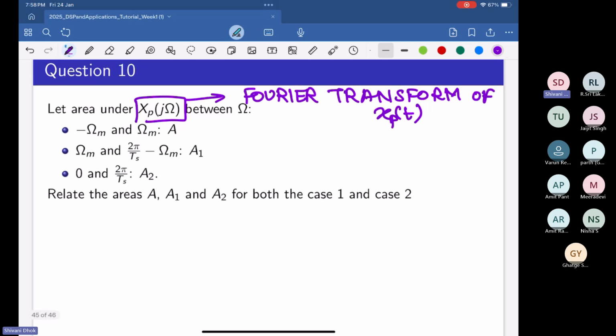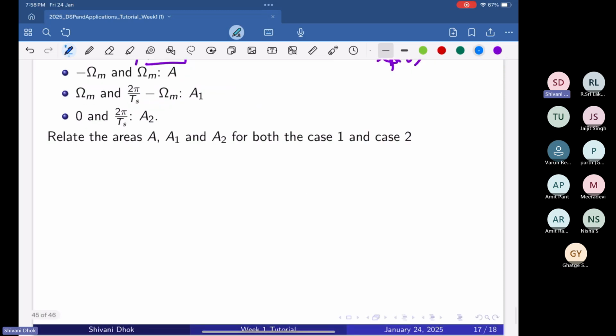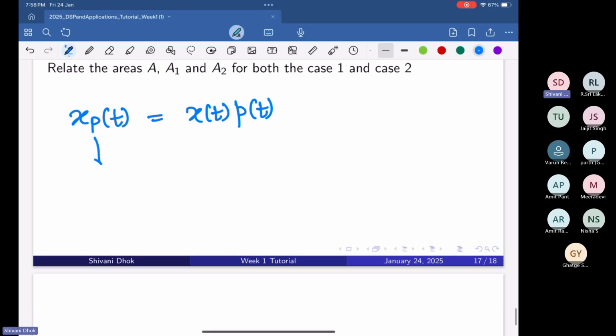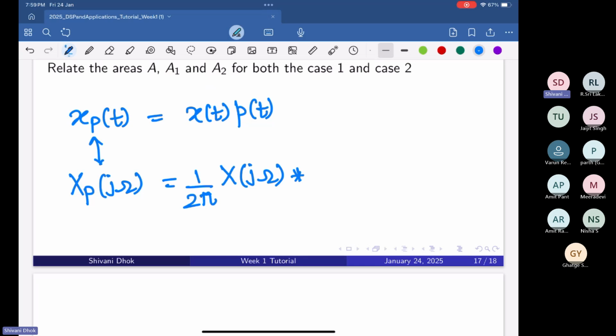Now, in order to find the relations between these three areas, we first need to figure out what this Xp of j omega is. What is given to us is xp of t is x of t into p of t. So if I take the Fourier transform, Xp of j omega is equal to, since there is multiplication in the time domain, there will be a convolution in the frequency domain, but it will be scaled. So we will have 1 over 2 pi, X of j omega convolved with P of j omega. Now X of j omega we know. What we don't know is P of j omega.